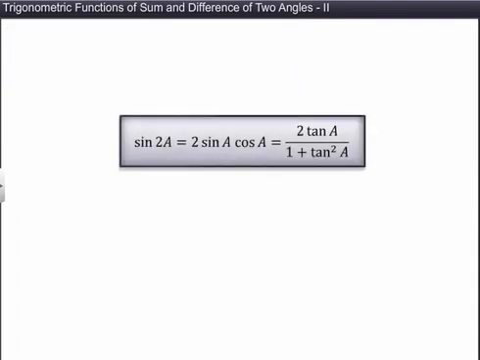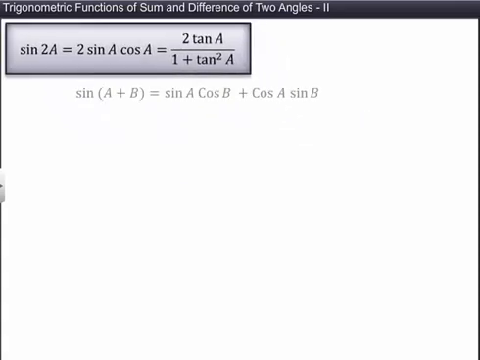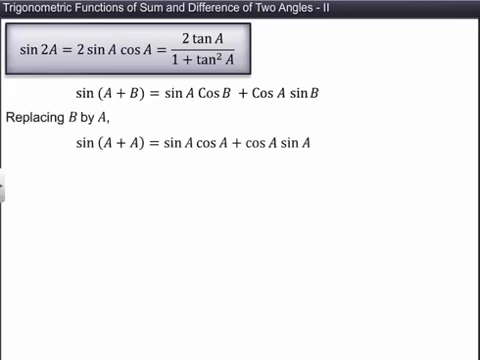Let us now prove the result sin 2A is equal to 2 sin A into cos A, which is equal to 2 tan A divided by 1 plus tan square A. Recall that sine of A plus B is equal to sine A into cos B plus cos A into sine B. Replacing B by A, we get sin 2A is equal to 2 sin A into cos A.